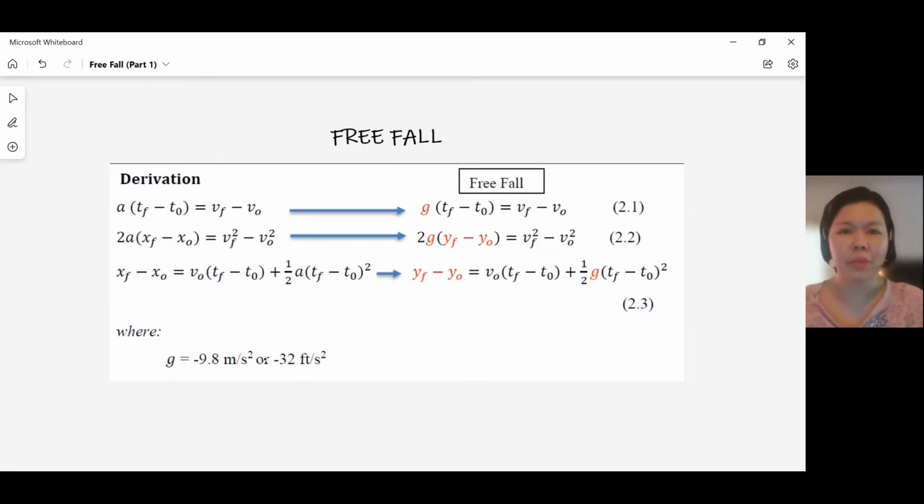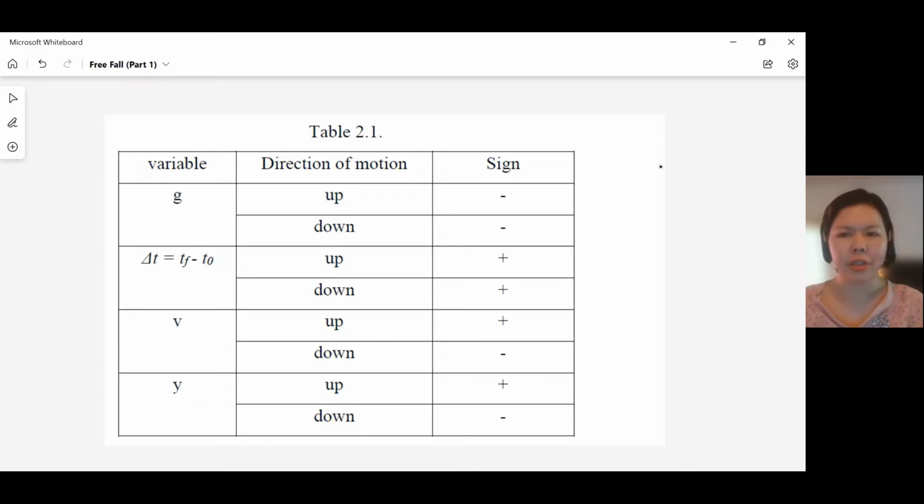Negative because in our sign convention, we have chosen going down as negative. To clearly define our sign convention for this lesson, we have table 2.1. For variable g, direction of motion going up, the sign is negative, and going down, the sign is also negative. For variable delta t, elapsed time, t final minus t naught, going up is positive and going down is also positive, because time always moves forward, so elapsed time is always positive. Variable v, or velocity, going up is positive and going down is negative. Variable y, or position, going up is positive and going down is negative.